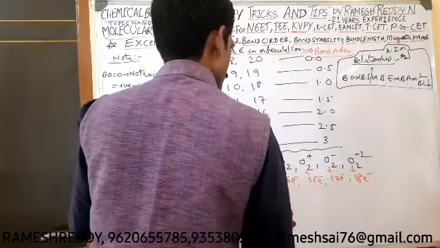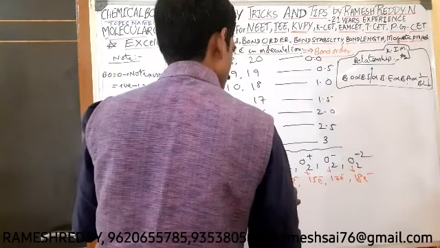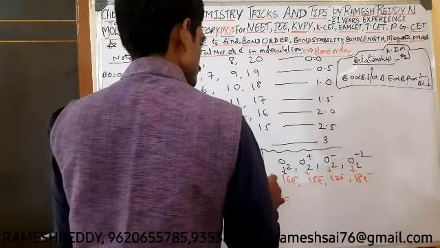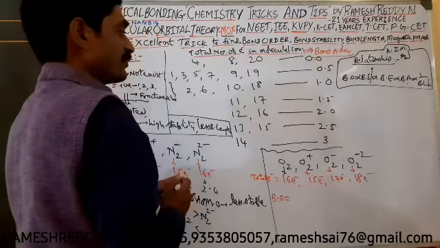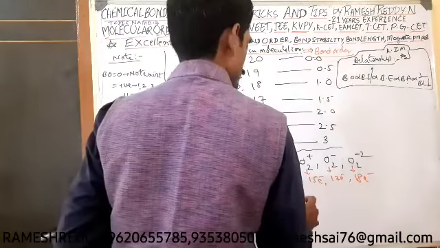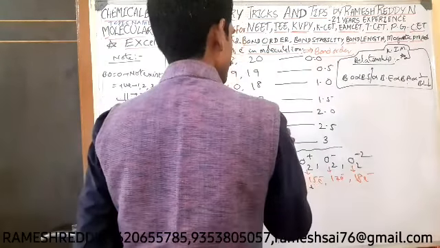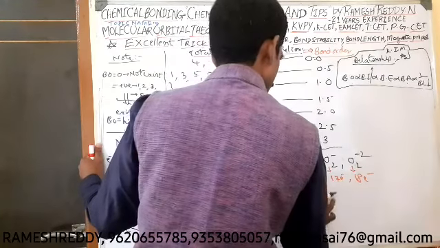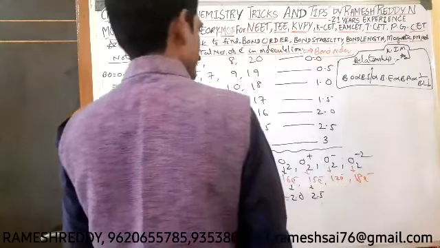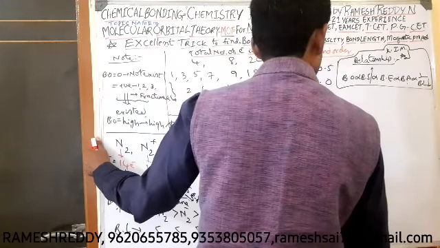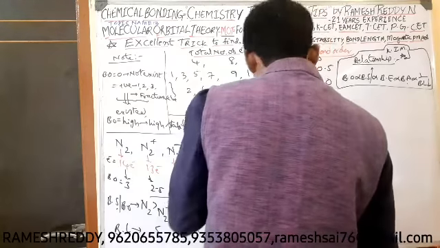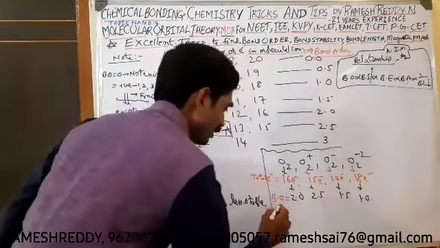Right. Now, what is the bond order value? This is the total number of electrons. Then the bond order value. What is the trick? 16 electrons means bond order 2.0. 15 means bond order 2.5. 17 electrons means 1.5. 18 electrons means 1.0. Okay. Then you come to know the order.